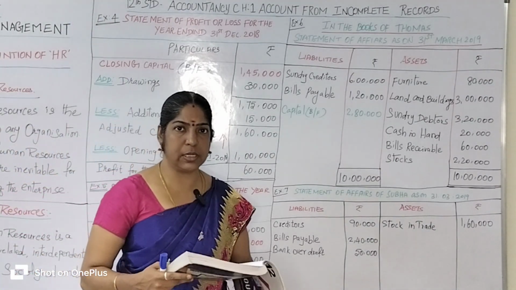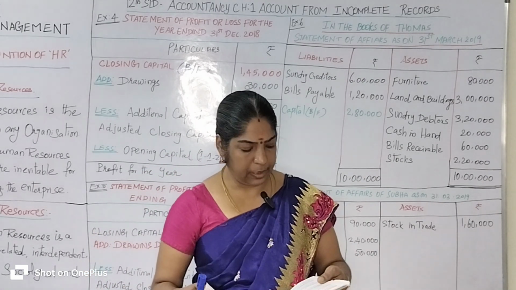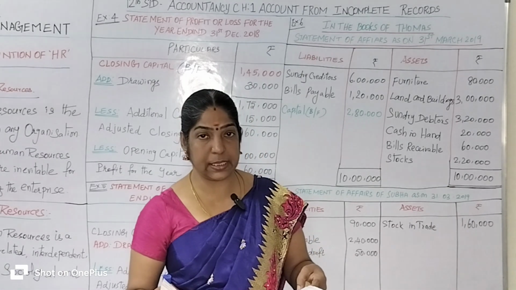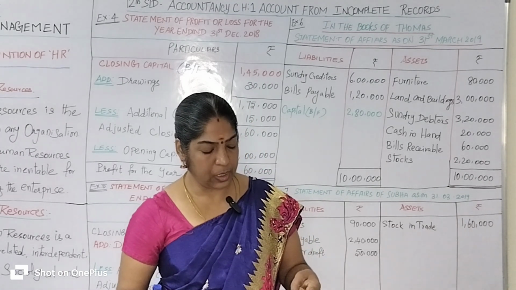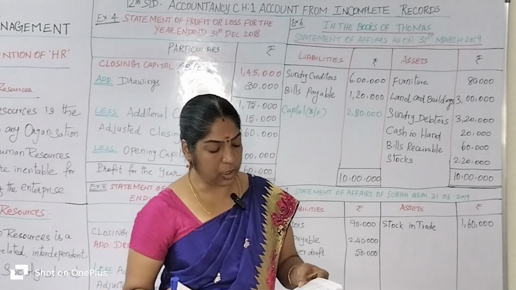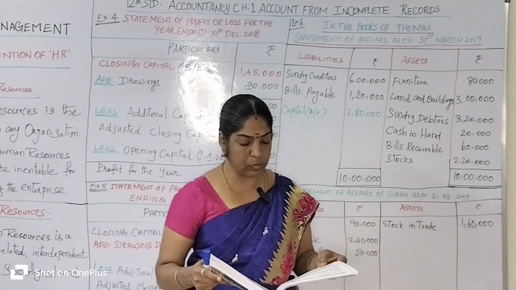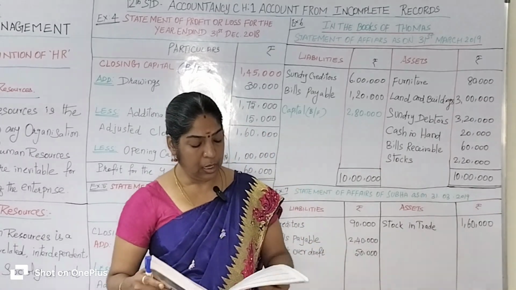Hi students, 12th Standard Accountancy, Chapter 1, Accounts from Incomplete Records, Exercise Sum number 6. Let's read the question. Following are the balances in the books of Thomas as on 31st March 2019.